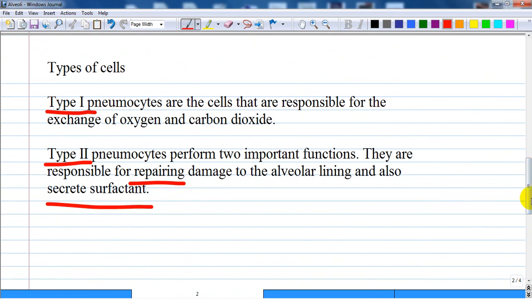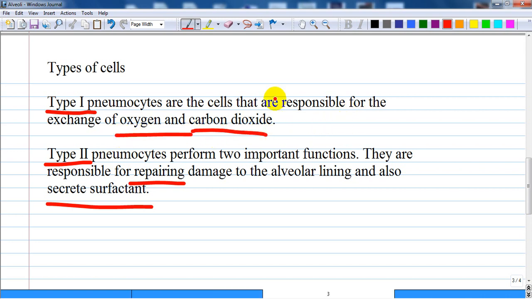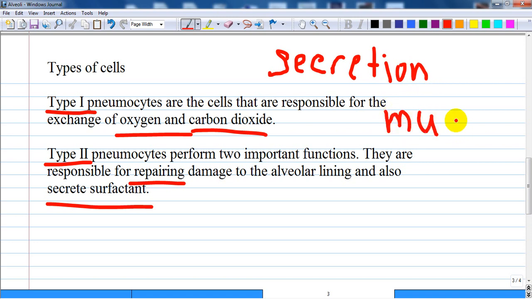How many types of cells do alveoli contain? Two main types, type 1 and type 2, and also many immune cells. So type 1 pneumocytes are the cells that are responsible for the exchange of oxygen and carbon dioxide. As well, they are responsible for secretion of mucus.